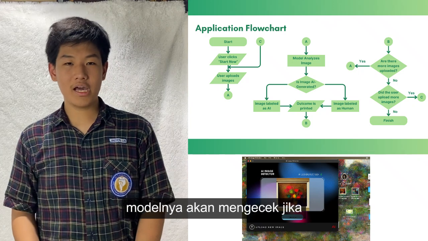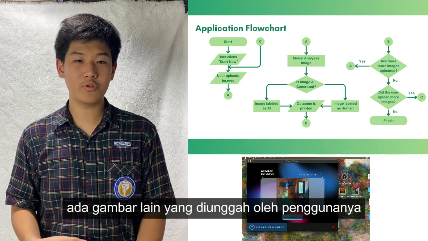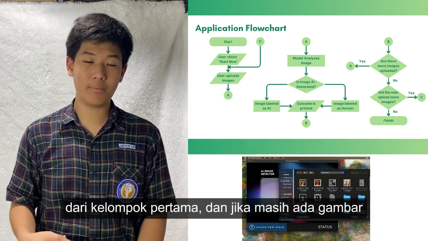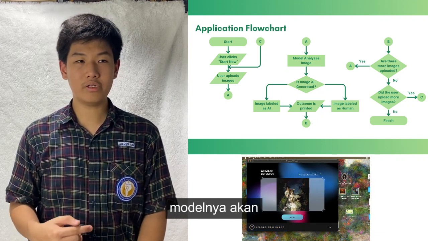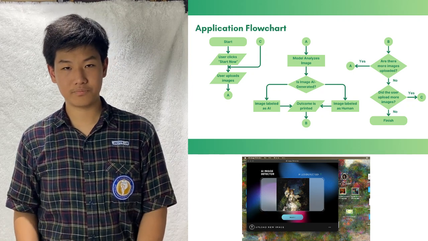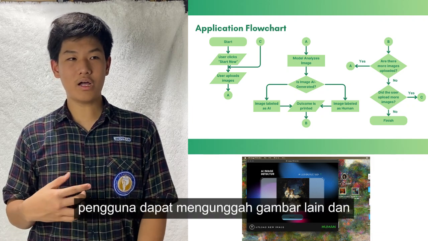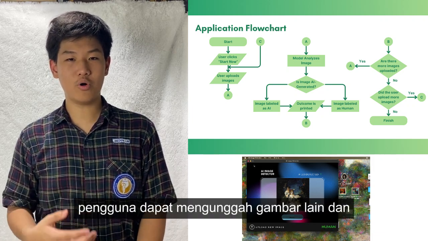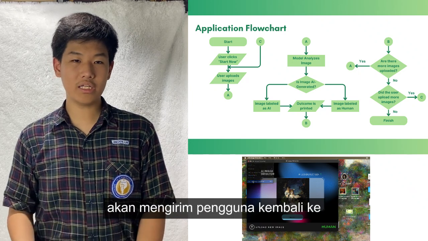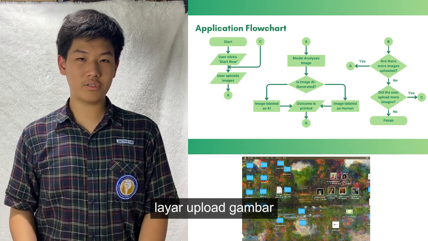After that, the model will check if there are any other images uploaded by the user in the first batch. If there are still more images, the model will reroute itself and start to analyze the other images. If there aren't, the user can upload more images, or if they don't, it will finish. But if they do, it will get rerouted back to the file uploading screen.